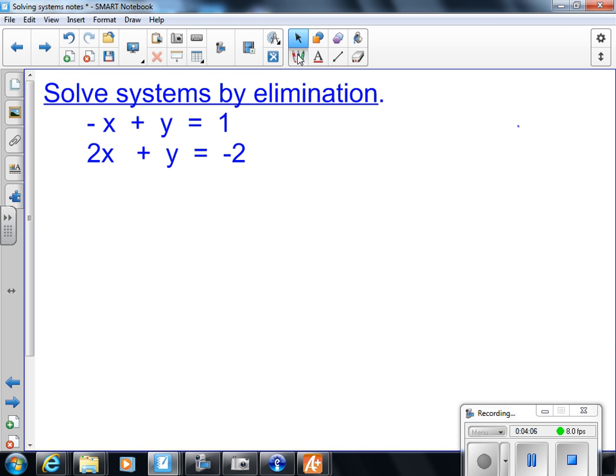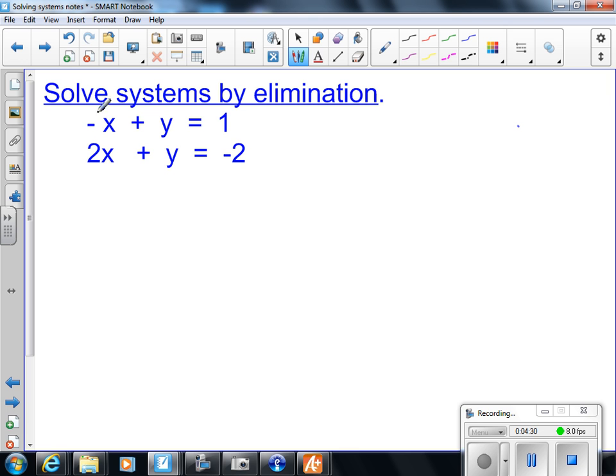Okay, so now let's look at a system in which we don't have a nice cancellation right off the bat when you look at it. There's nothing here that I can eliminate, no x's or y's, as it's written. So we have to make some changes. Now, you could choose to eliminate the x, or you could choose to eliminate the y. That's up to you. That's your choice.